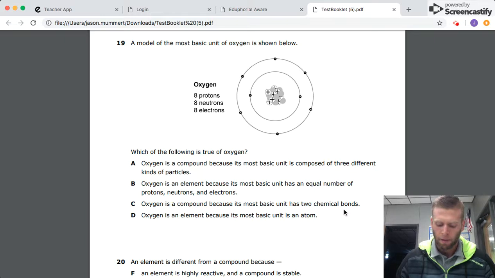And then finally, number 22. Using the models above, which model contains only an element? F, Q, G, R, H, S, or J, T. So which one of the models above, Q, R, S, or T, represents an element?